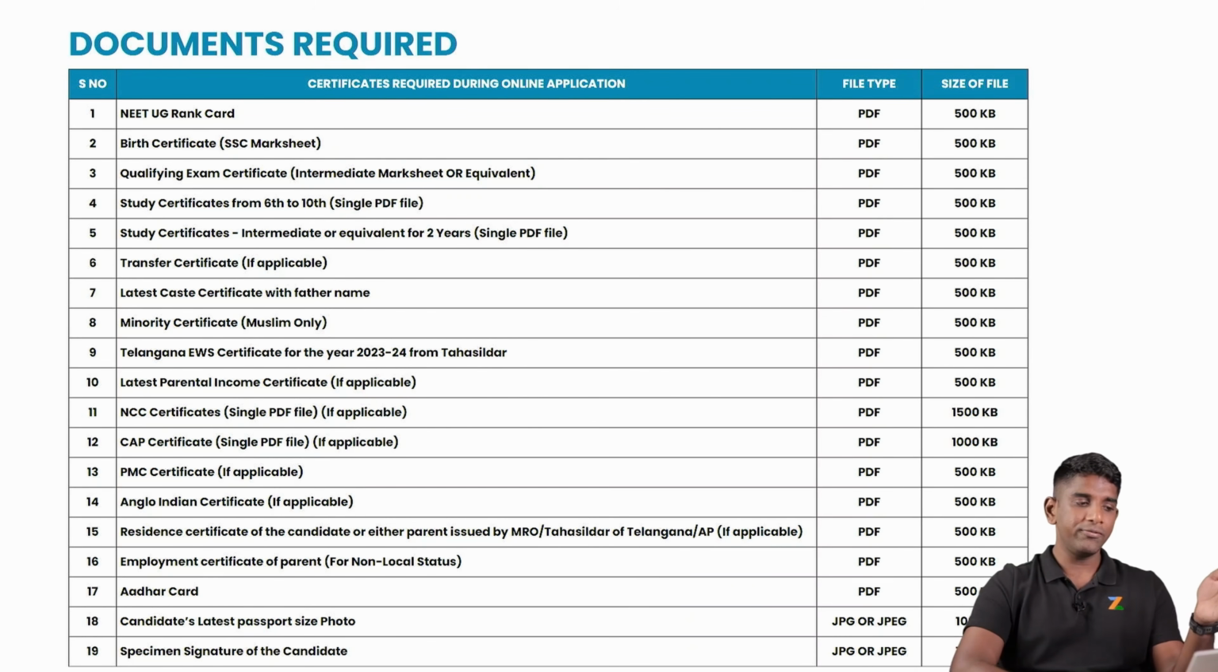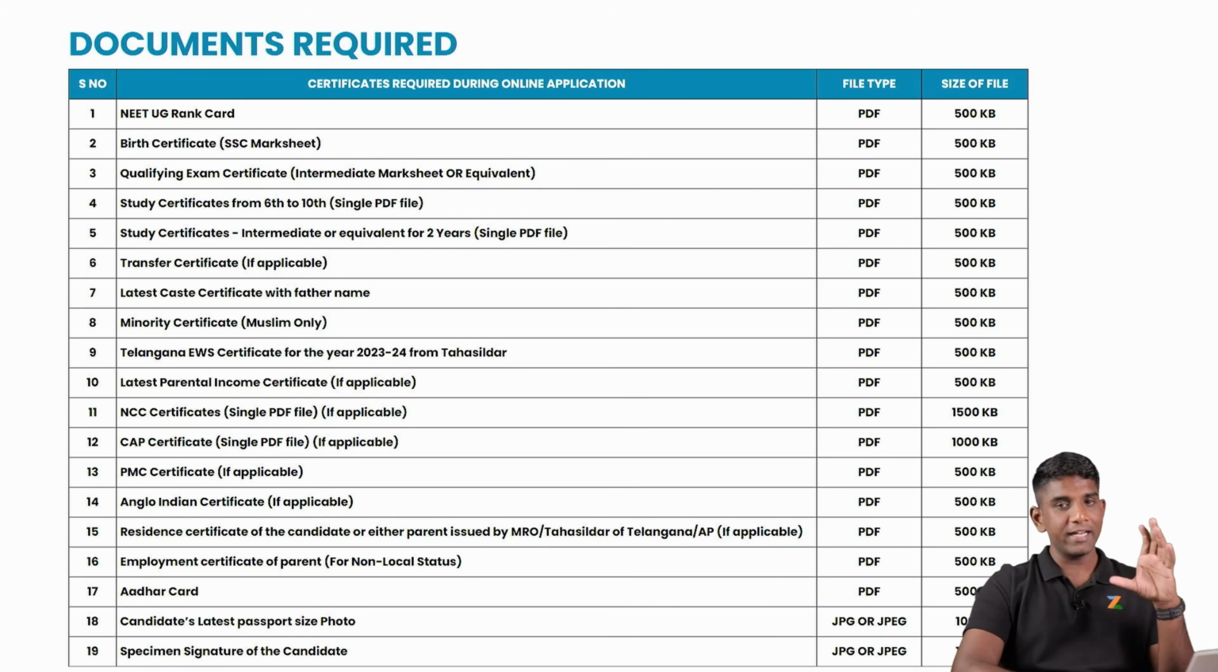Study certificate of this intermediate or 12th standard. So for the 2 years, again single PDF. Transfer certificate, TC certificate, latest caste certificate with father's name. If you are a Muslim candidate, then you need to submit the minority certificate. For EWS reservation, you need to get the EWS certificate from Telangana for the year 23-24 from the Tahsildar, and latest parent income certificate, NCC certificate, CAP certificate, PMC certificate, Anglo-Indian certificate.